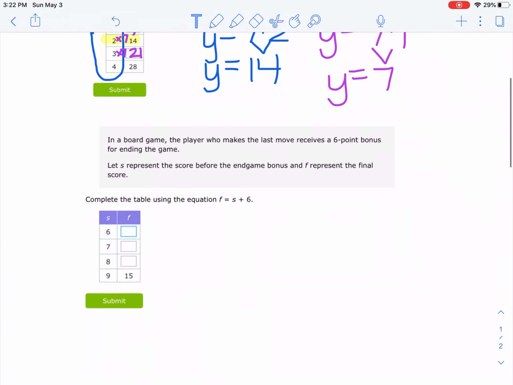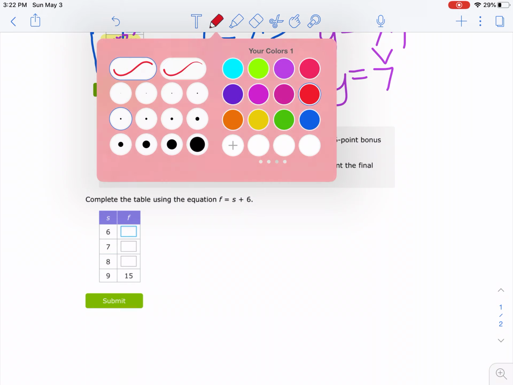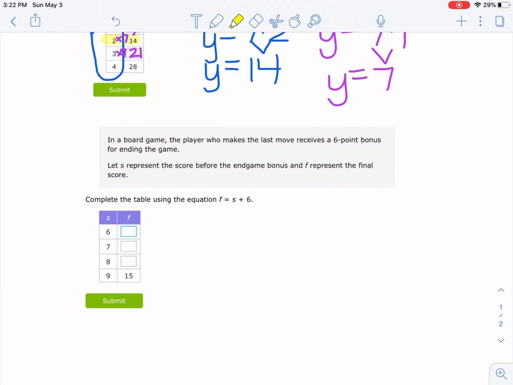And I have one more problem just so we can make sure we're all on board. In a board game, the player who makes the last move receives a 6-point bonus for ending the game. Let S represent the score before the end game bonus, so the score before, and F represents the final score. Here's my equation. Complete the table. So F equals S plus 6. So it looks like here I need to find the missing F values because they're all blank, and I need to use the S values in this column, and I'm going to substitute them all in right there.